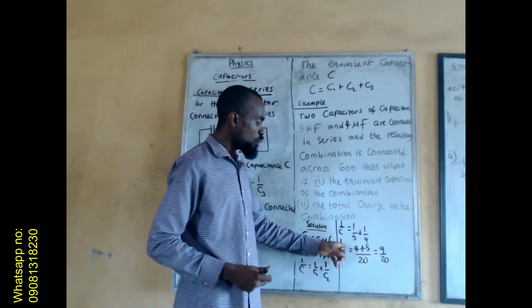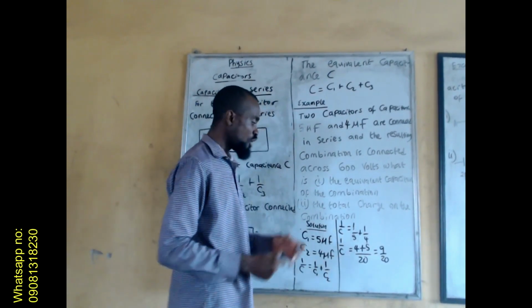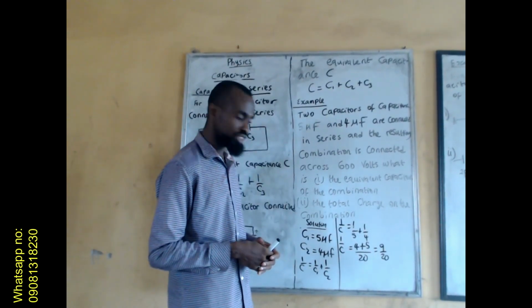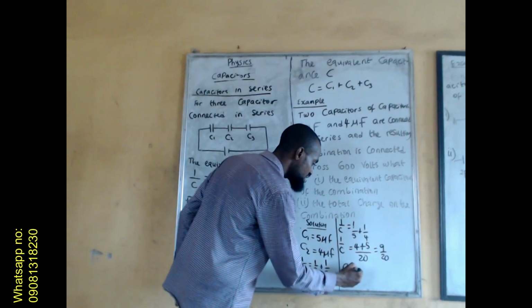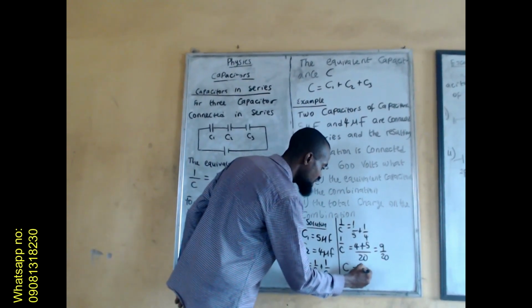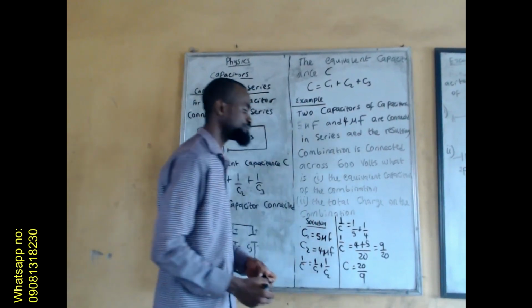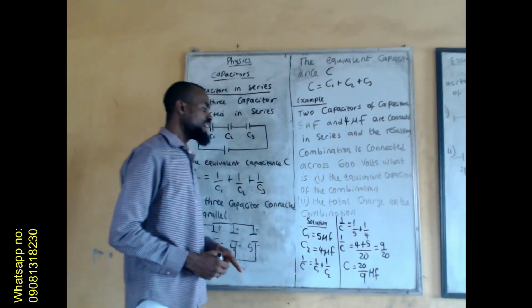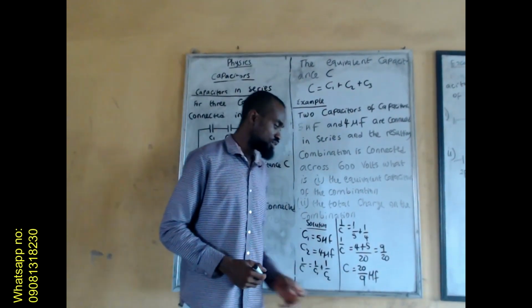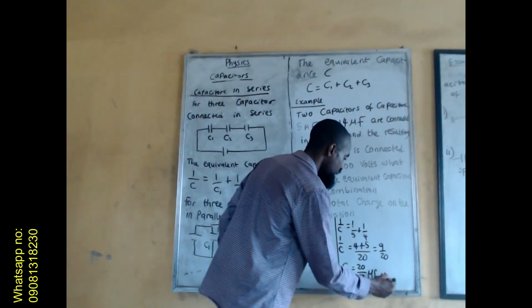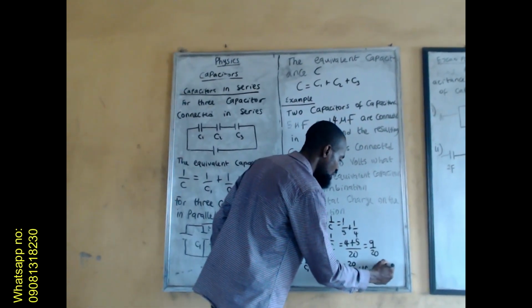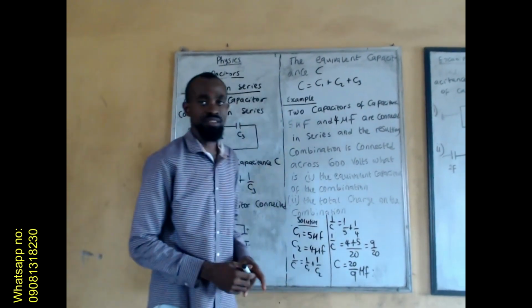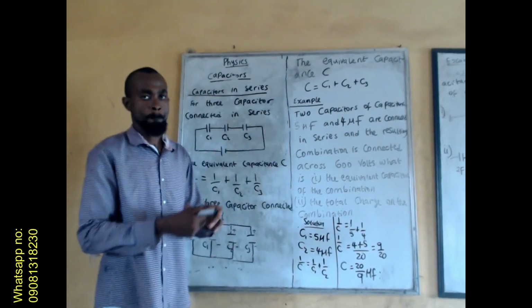You are not looking for 1 over C. You are looking for C. So to get C, you just take the reciprocal of both sides. So it becomes C equals 20 over 9 microfarads. Now if you don't want to leave it in microfarads, you go ahead and multiply it by 10 raised to the power minus 6, which will give you your answer in farads.